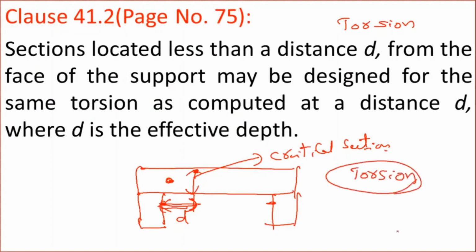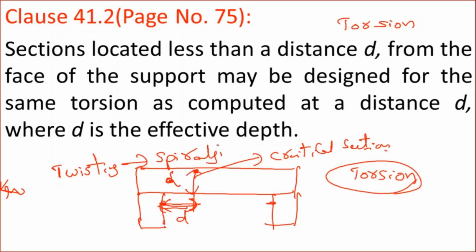Actually speaking, you cannot provide the reinforcement directly to resist the torsion, because whatever torsion is there will cause twisting in the beam. In order to resist the twisting, you have to provide the reinforcement in the form of spirals.